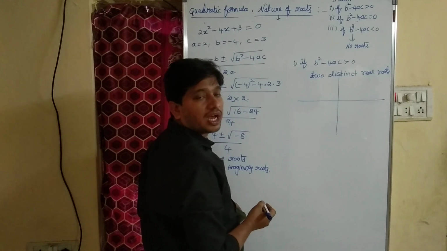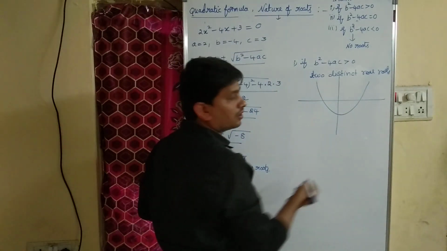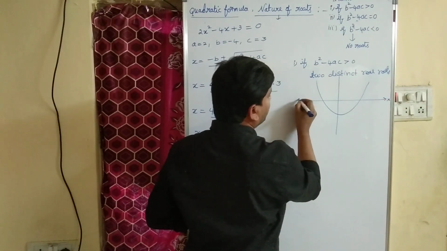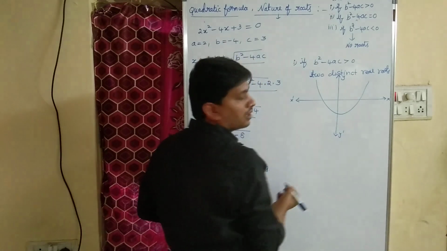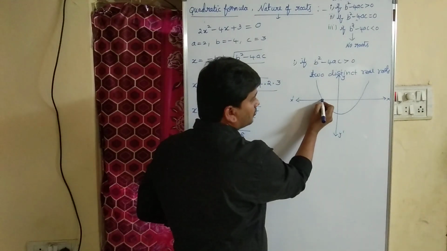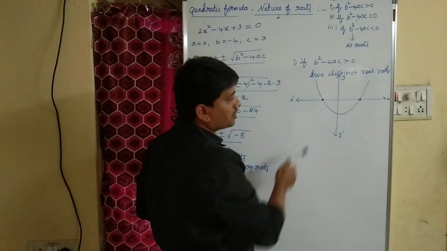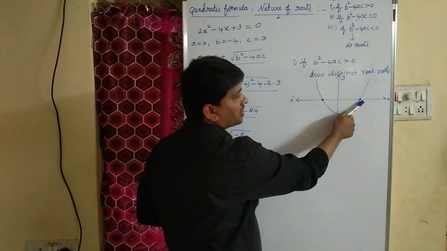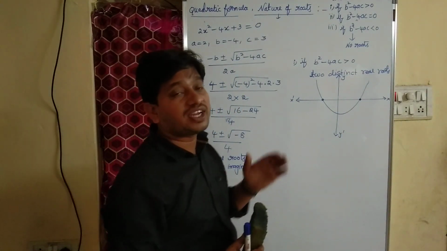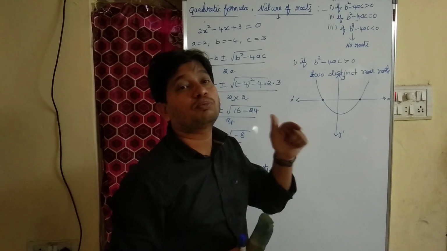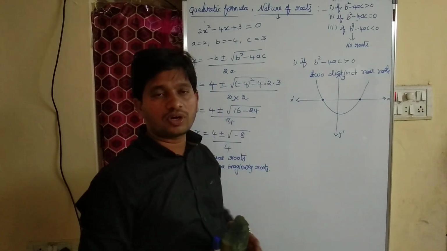As the graph of the quadratic equation is a parabola, if you see this parabola which is intersecting the x-axis at two distinct points. See, this is one distinct point and this is another distinct point. These two are called roots of the quadratic equation. Where the graph intersects the x-axis, that intersection point is called a root of the quadratic equation.